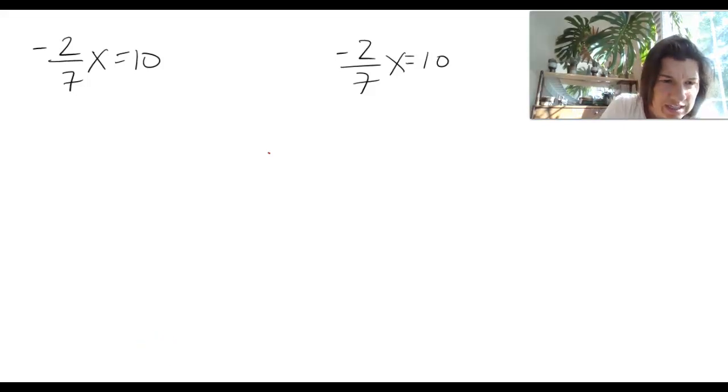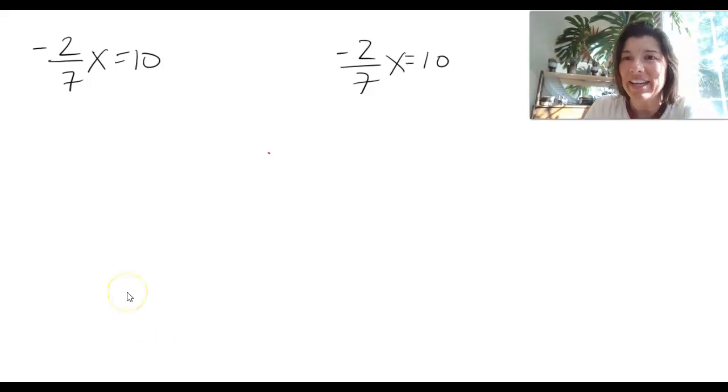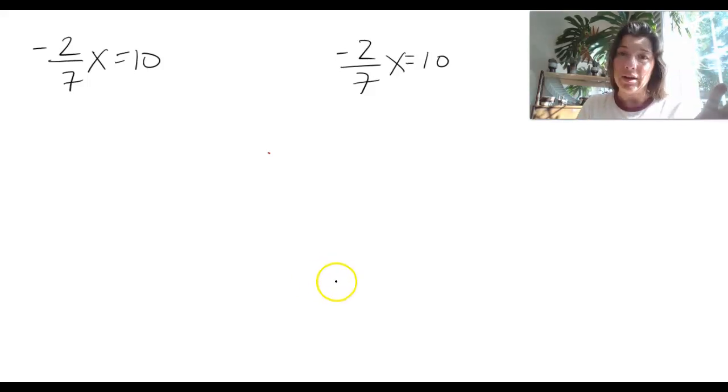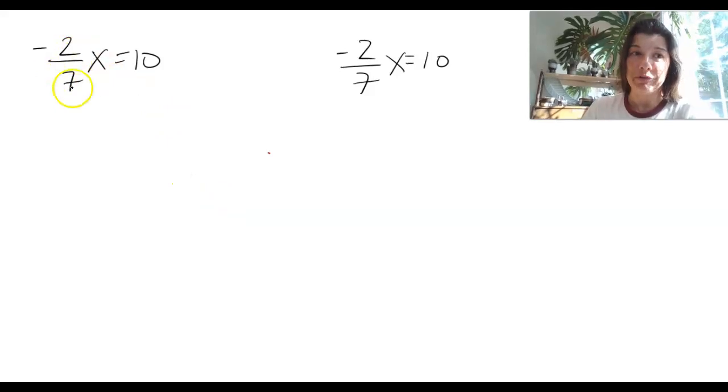Hello, it's Miss Fergus. This is a quick video to talk you through some skills you currently have for solving one-step equations that could be used to tackle a problem that looks like this, where we have a fraction times our number times our variable equals a number.